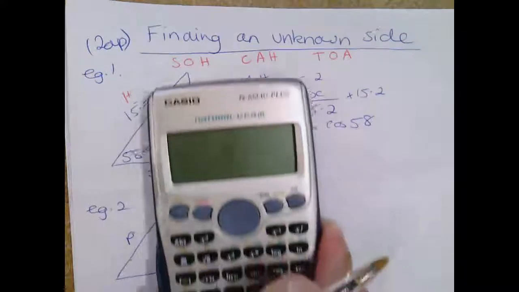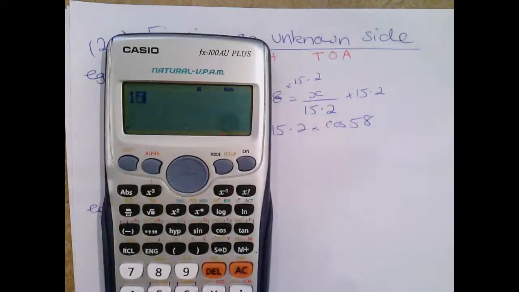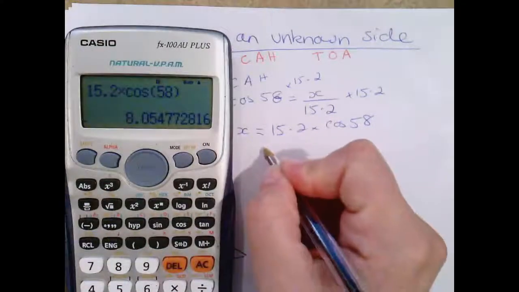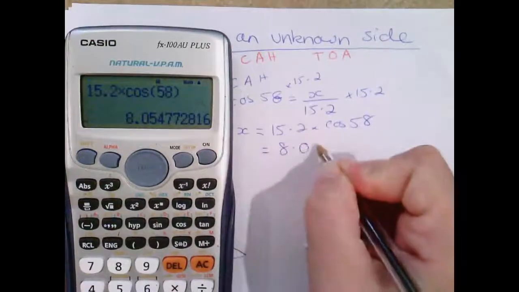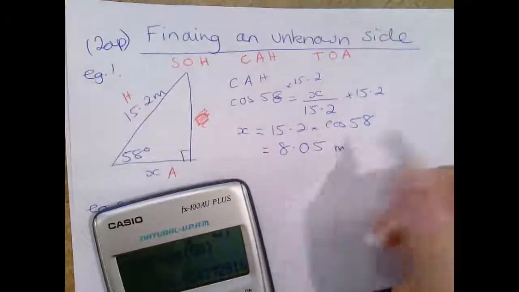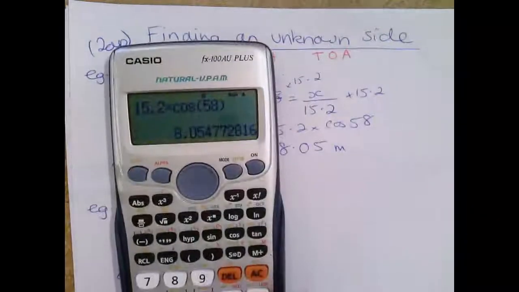Now you get the calculator. 15.2 times cos 58 equals 8.05. So we'll say to 2 decimal places, and it's in meters as well. That's why I wrote 2 dp there. So just round it to 2 decimal places.